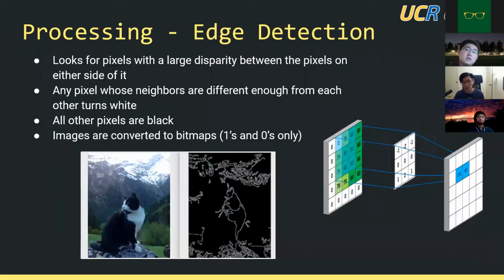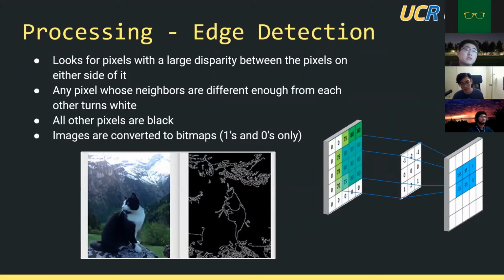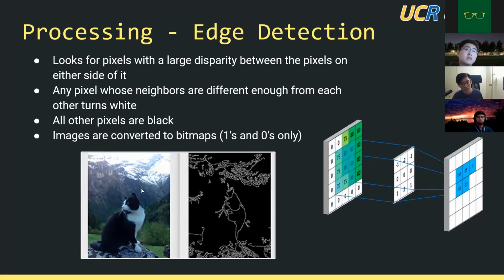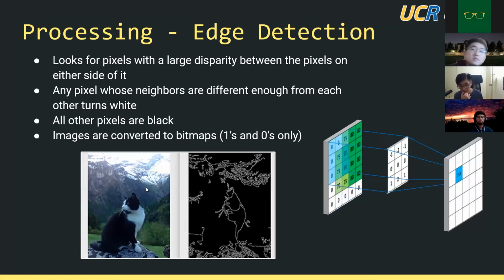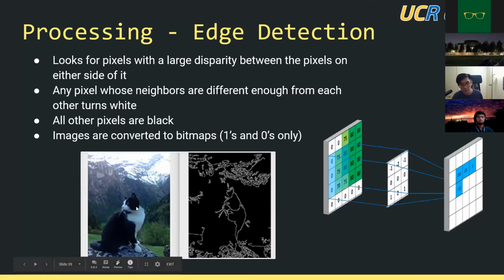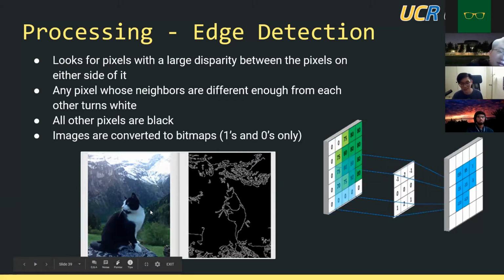So next thing to do is we can find edges. What it does is it looks at certain pixels and sees if the pixels around it are different from each other. So if you think about the edge of this cat's skin, or fur, I guess would be a better word for it.